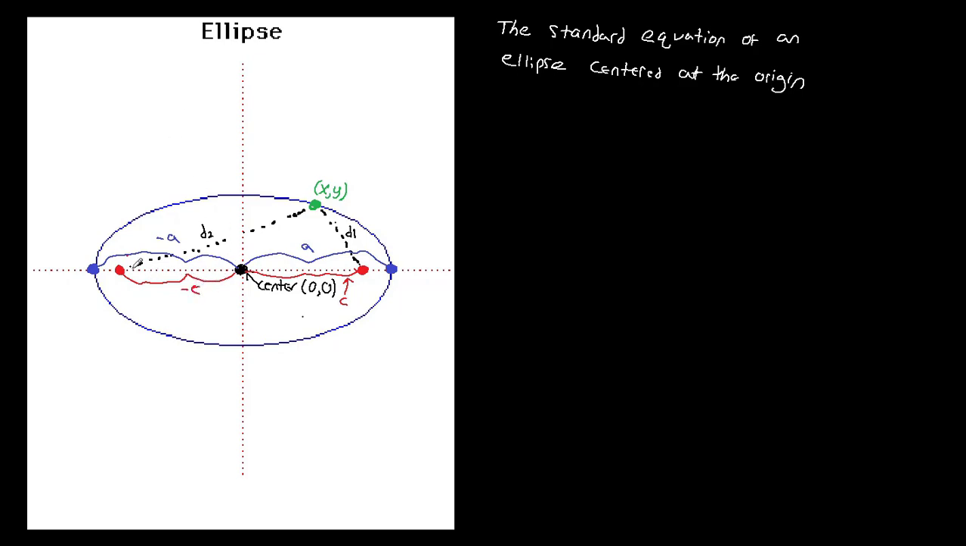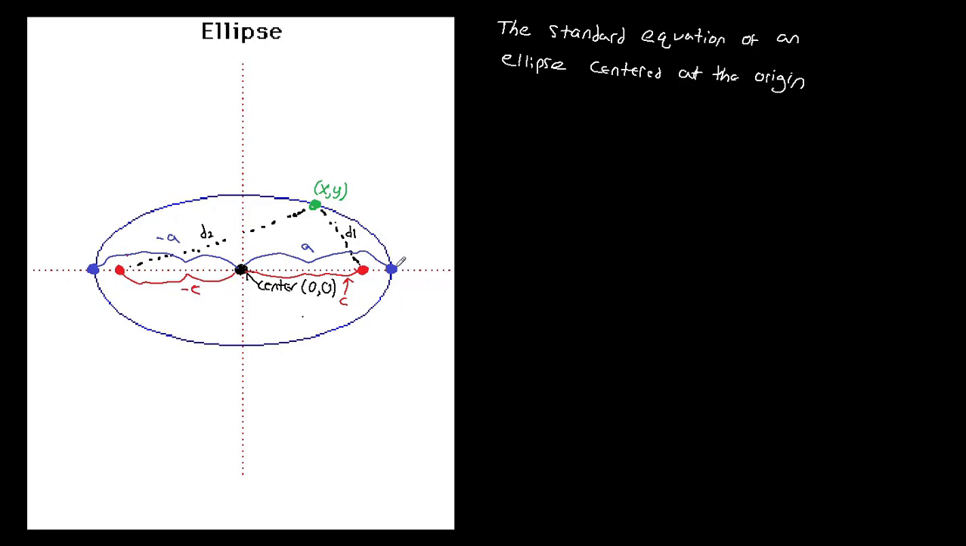Because the foci are along the x-axis, this distance is literally just the distance along the x-axis. We don't have to account for any Pythagorean theorem or Euclidean distance formula, because we're on the horizontal line. This distance from here to here, we're just going to call c.